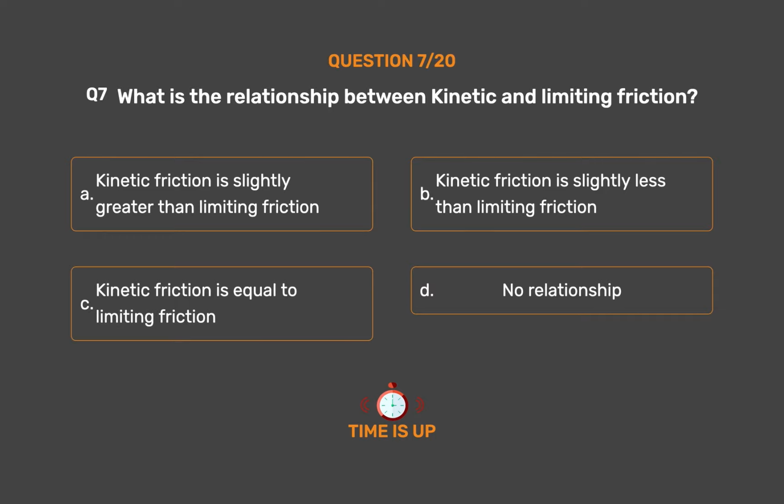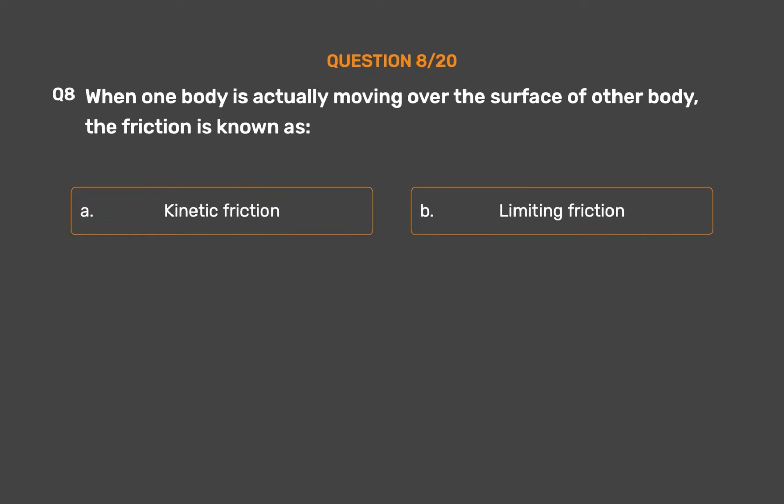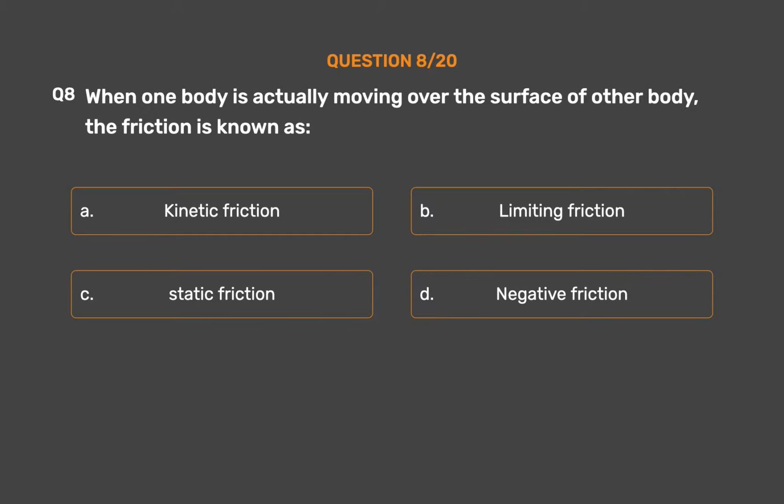The correct answer is Option B. Kinetic friction is slightly less than limiting friction. Question number 8. When one body is actually moving over the surface of other body, the friction is known as Option A. Kinetic friction. Option B. Limiting friction. Option C. Static friction. Option D. Negative friction.